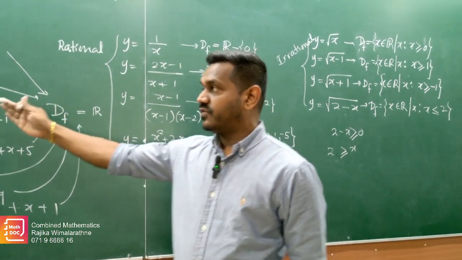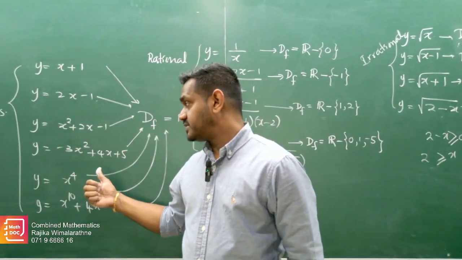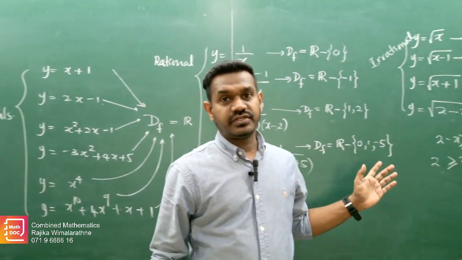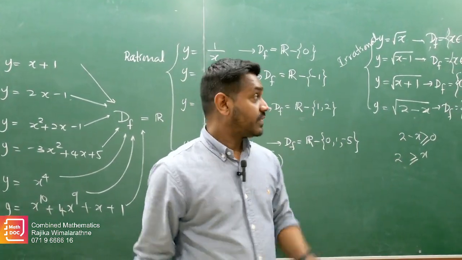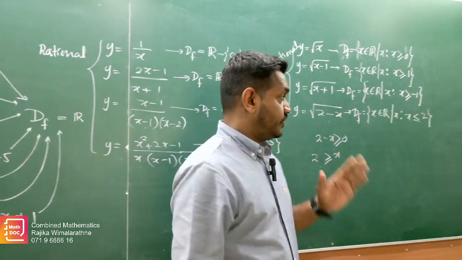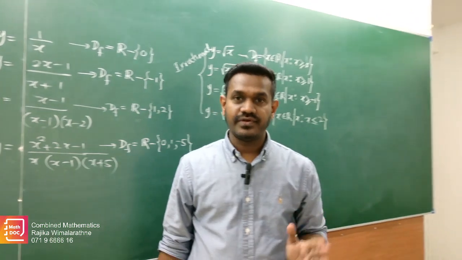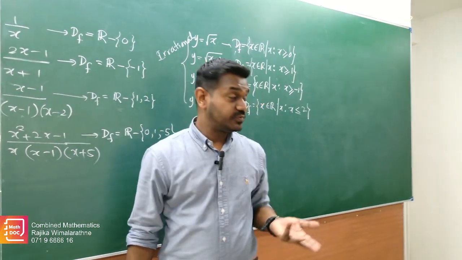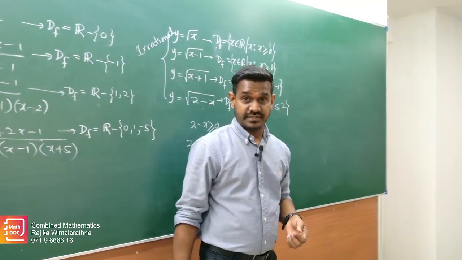So you remember, for polynomials, all domains are the real set. For rational functions, you need to remove the denominator zeros. And for irrational functions, you need to select the positive values within the square root. And further, let's move on to logarithmic functions.